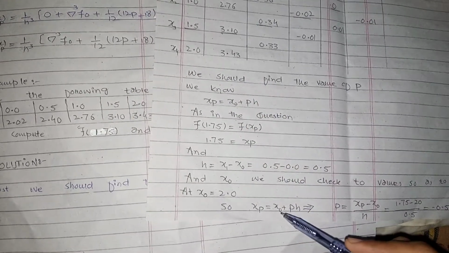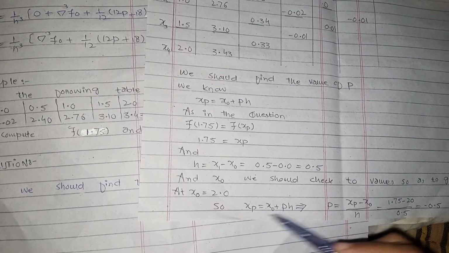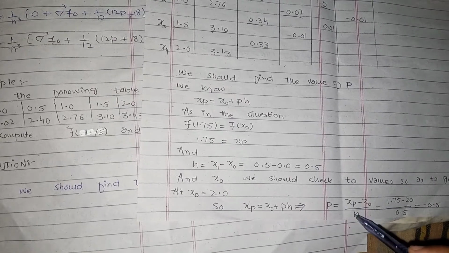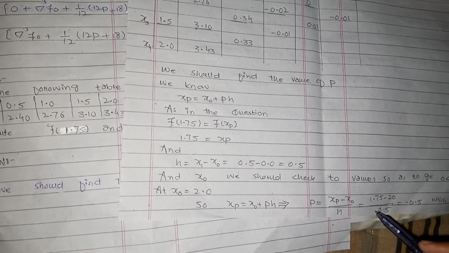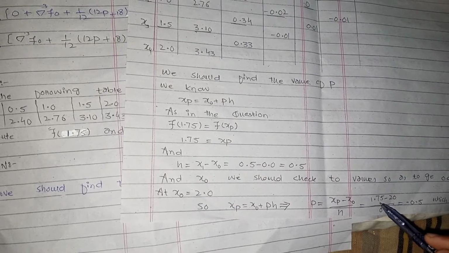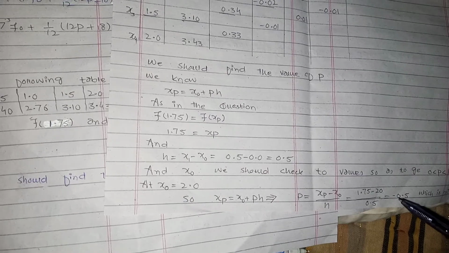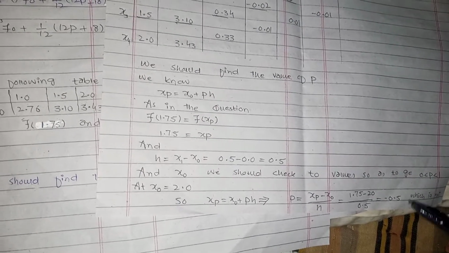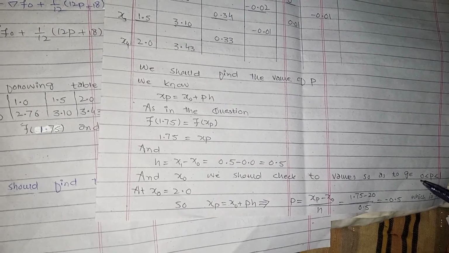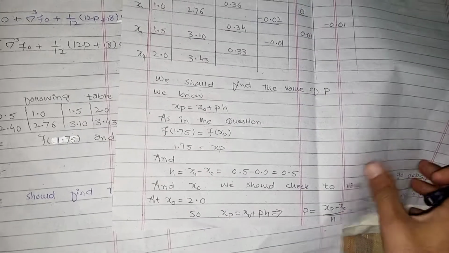To find the value of phi, we shift this to this side: x of phi minus x naught, divided by h on both sides. We know h is 0.5, and we know x of phi is 1.75 from here. So it gives phi as minus 0.5, which is not correct, because the condition is that the value of phi must be between 0 and 1. It is less than 0.